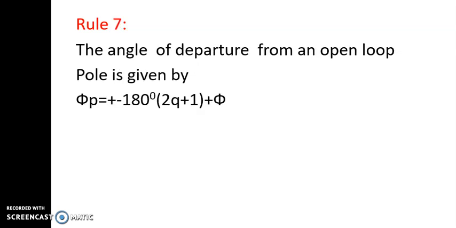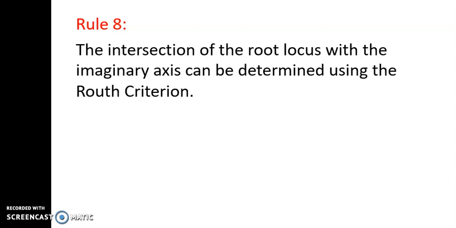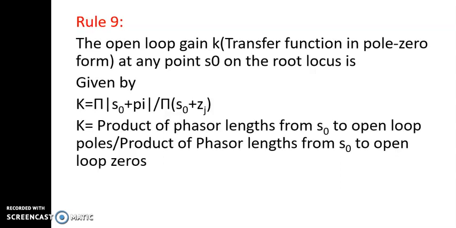Rule number 7. The angle of departure from an open loop pole is given by phi_p is equal to plus or minus 180 degrees times (2q plus 1) times phi. Rule 8. The intersection of the root locus with the imaginary axis can be determined using the Routh criterion.